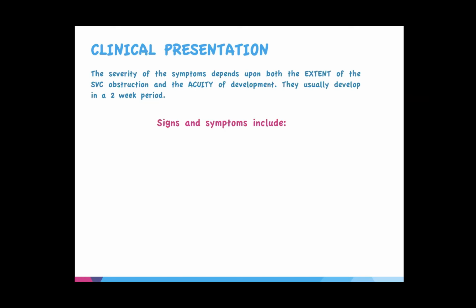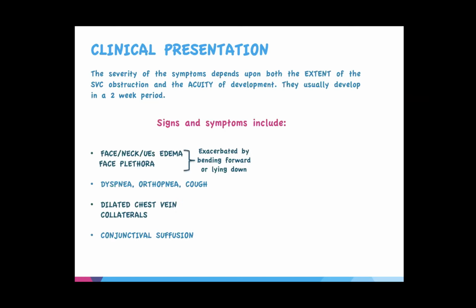And I mean, the common signs and symptoms that we all know, we all remember, are the edema of the face, of the neck, of the upper extremities, which gets worse when the patient lays down, if they bend forward, even if they elevate the arms like this, that's gonna make it worse. It's gonna create more pressure, you're gonna have more edema. 60% or more of these patients are gonna have dyspnea, so some type of shortness of breath.